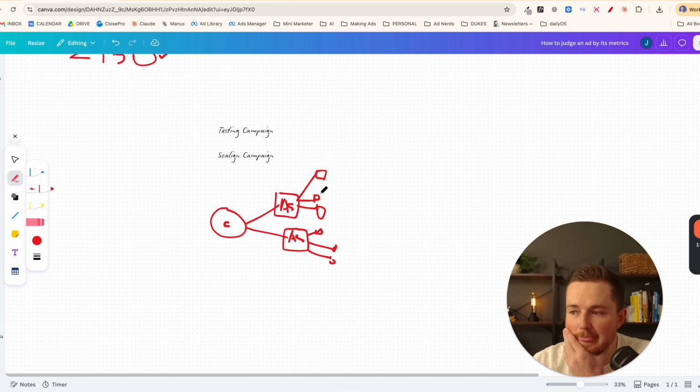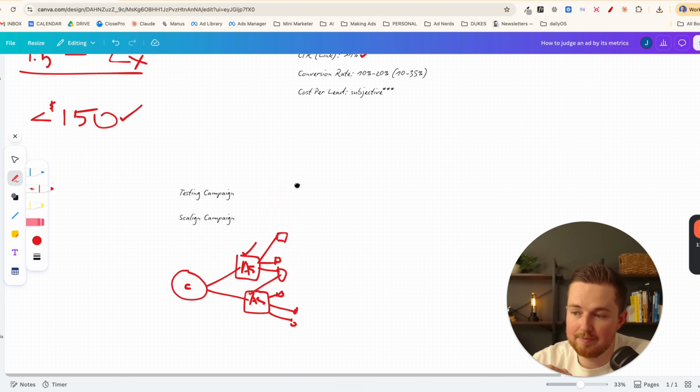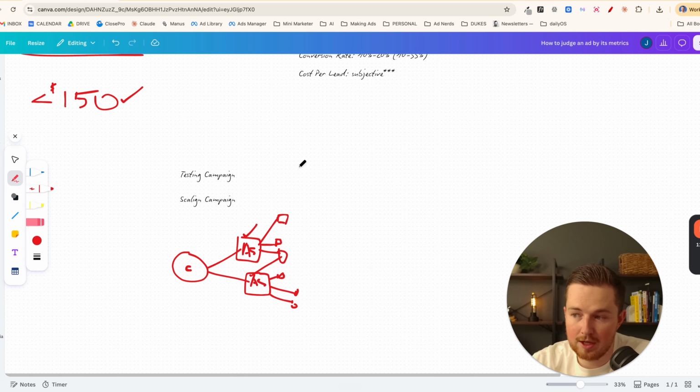So ABO, and that's because we are going to launch these about every week. I like to test 5 to 10 new images and 5 to 10 new videos every single week in a new ad set. And I usually put about 3 to 5 ads per ad set. And then I let each ad spend about 1.5 to 2x my target cost per acquisition, cost per lead, cost per purchase.